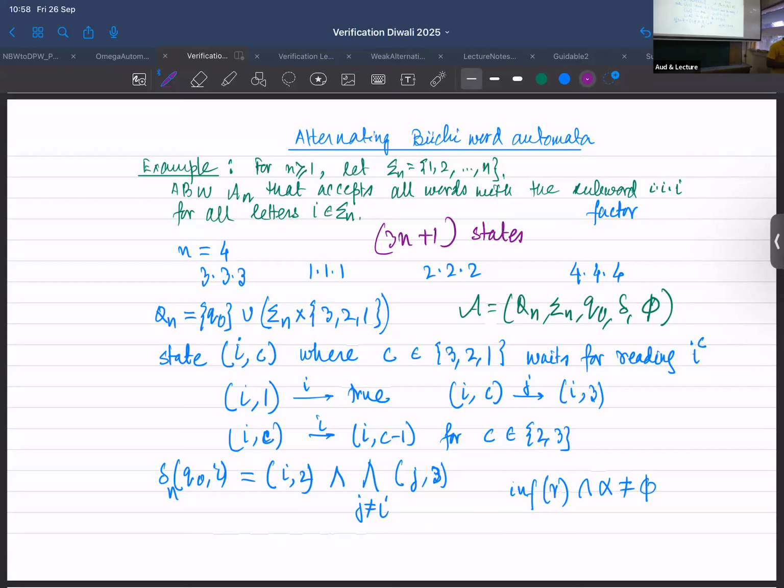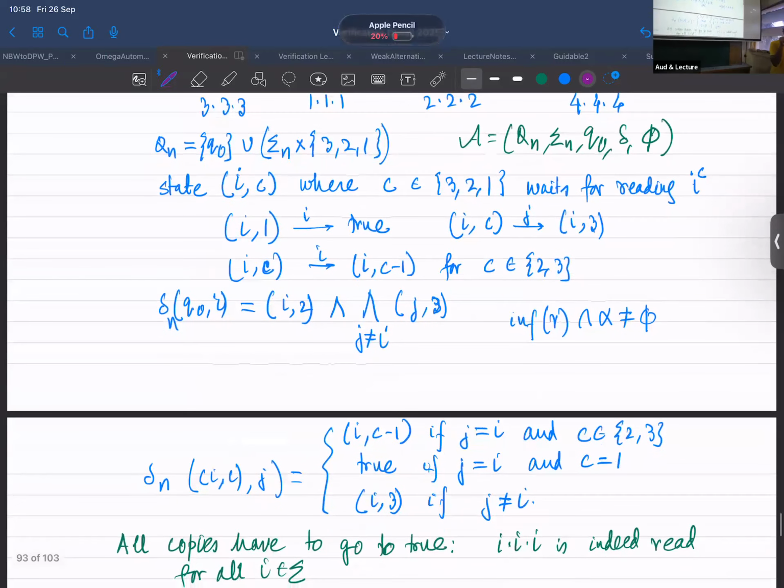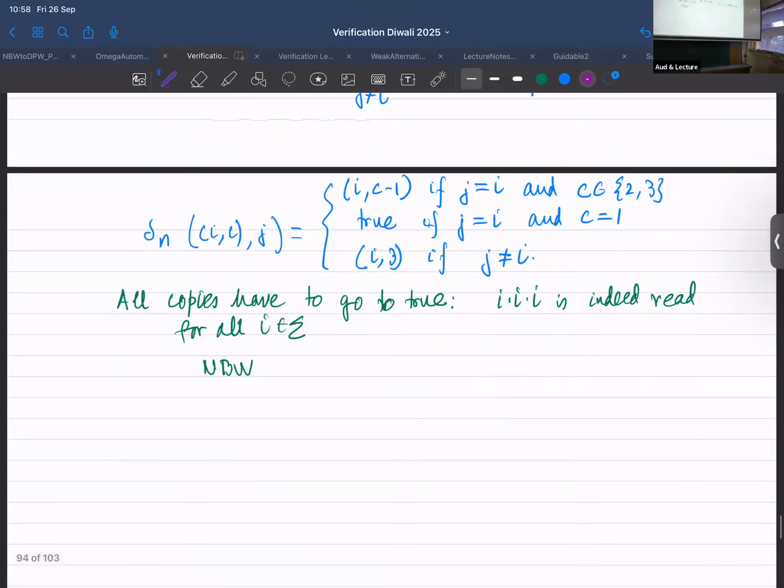Correct? 3n plus 1 states. Whereas if I'm considering, for which all i's, like I've seen already 3 such things, then intuitively I would have to remember something like 2 raised to n such subsets, and the NBW may have so many states, right?